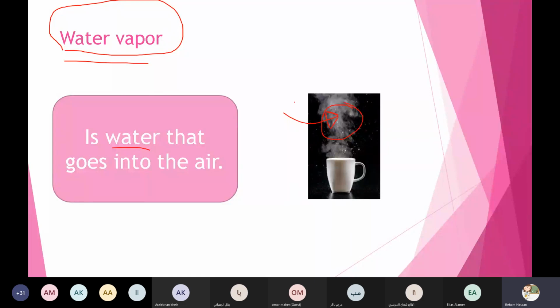Okay. Yes. Yes, teacher. Look at this water vapor. It is the water that goes into the air, yeah? Yes. But how can the water go into the air? How can the water change from a liquid to a gas?